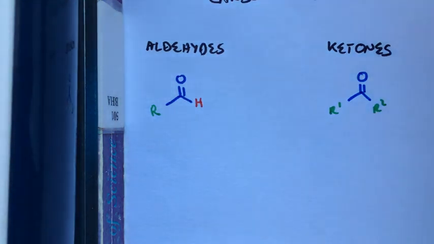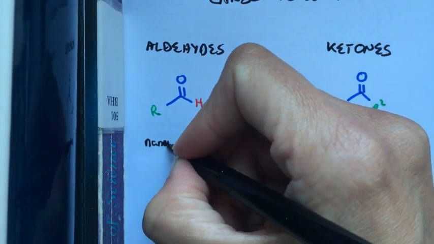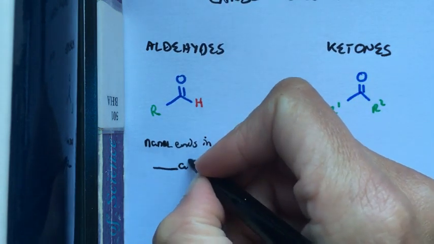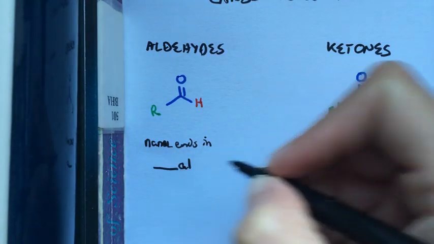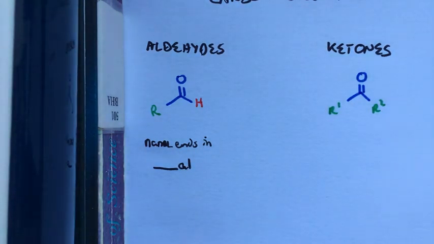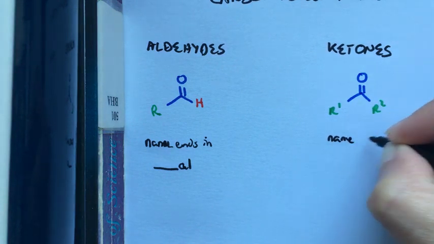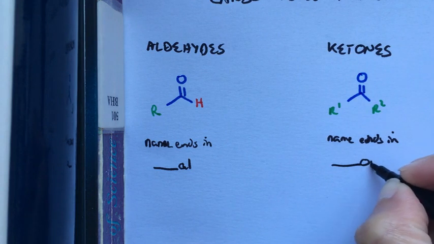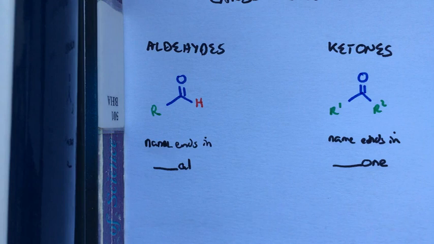In terms of nomenclature, the aldehyde name ends in -al. You know the naming of an alcohol. So here we have an aldehyde. The name ends in -al. For a ketone, the name ends in -one, presuming, of course, that the ketone is the major functional group.